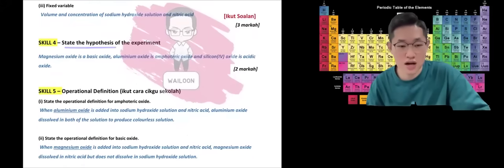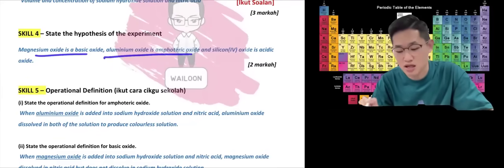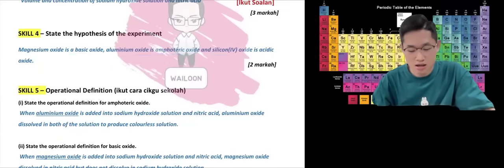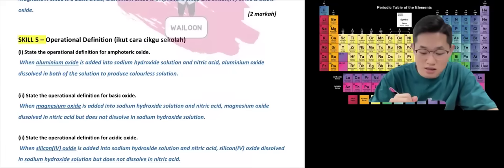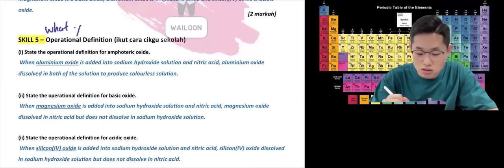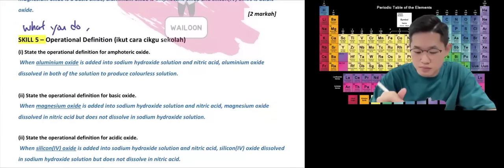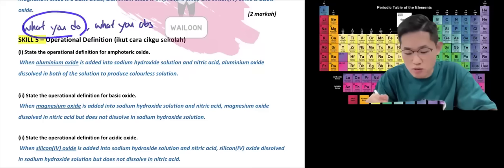Hypothesis. So after you've done your experiment, then you should know which one is basic, which one is amphoteric, and which one is acidic. Yeah. Operational definition. Different schools also have different patterns, but most of the schools will be what you do and then what you observe.